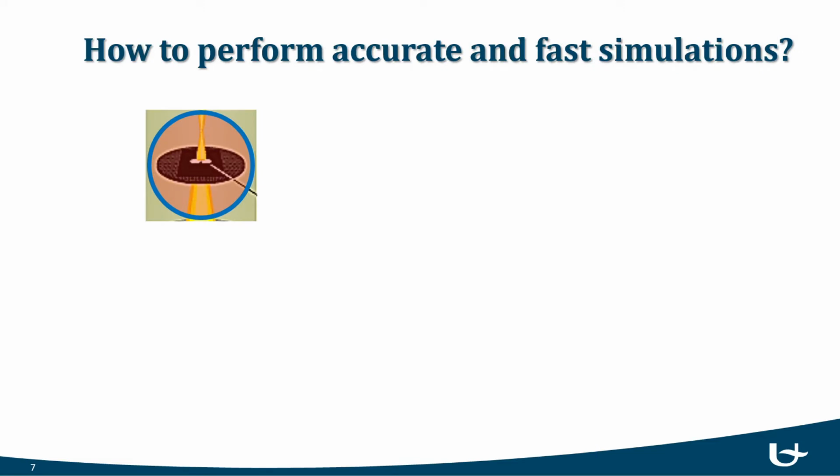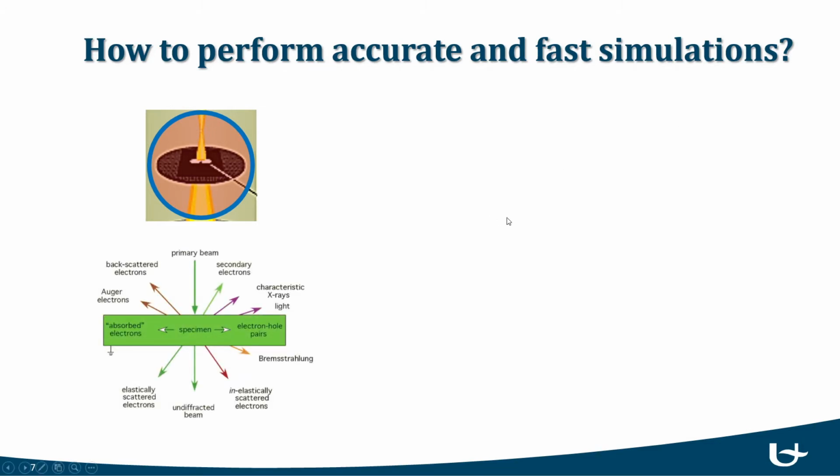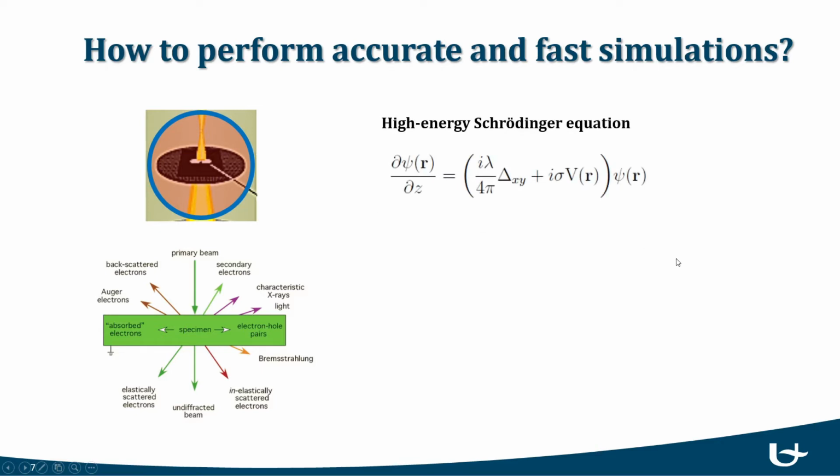Now that we know the reason for using simulations, the next question will be how to perform accurate and fast simulations. When the electron interacts with the sample, we can divide this interaction into several types. We can have elastically scattered electrons, Auger electrons, secondary electrons, and so on. Here we're only going to focus on elastically scattered electrons and diffracted beams of inelastically scattered electrons, but only coming from phonons. This interaction can be described by using the paraxial approximation of the Schrödinger equation. This equation can be solved by using general methods like a fourth-order Runge-Kutta. However, the most popular methods to solve this equation are based on the multislice method and the Bloch method.